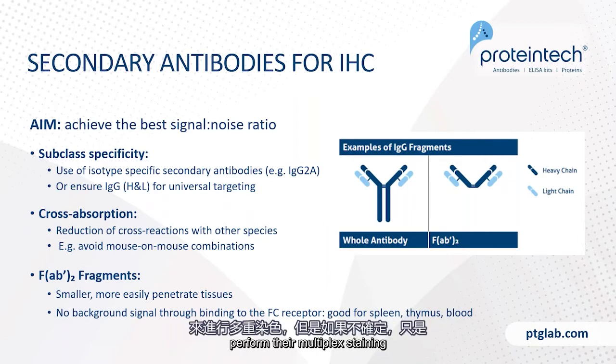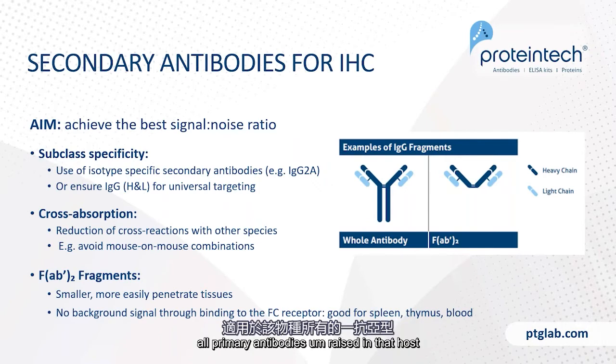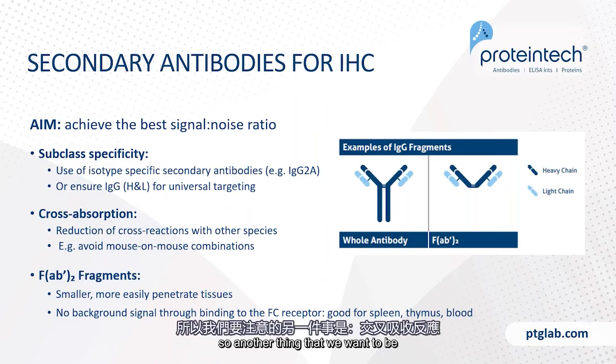perform a multiplex staining. However, if you are unsure and you just want to target your monoclonal antibody, in order to ensure that it will recognize that subclass, ensure that your secondary antibody states that it is IgG heavy and light chain, and this will target all primary antibodies raised in that host. So another thing that we want to be aware of is any cross-absorption.